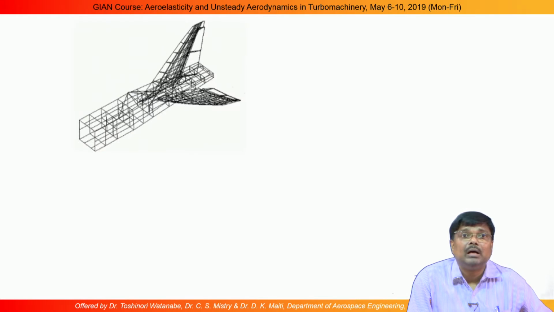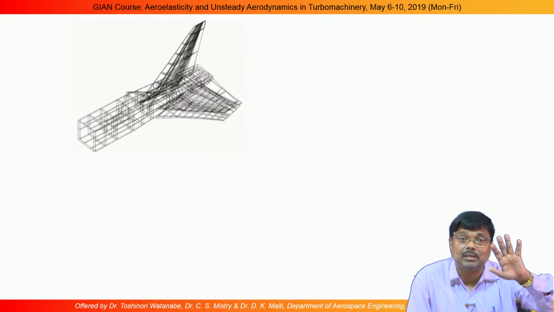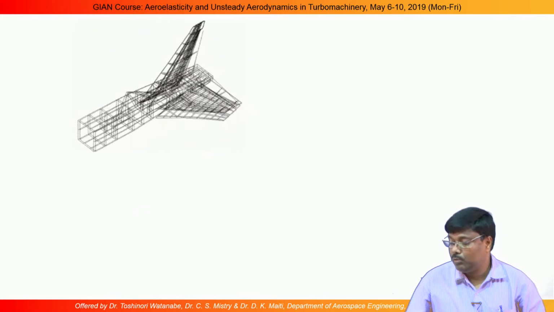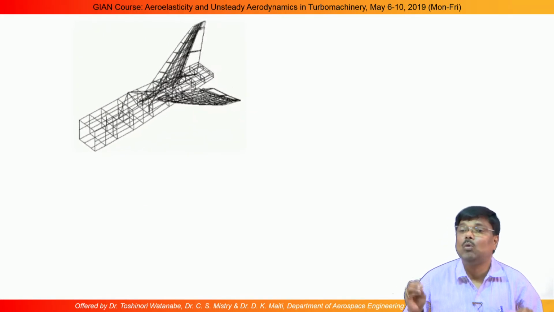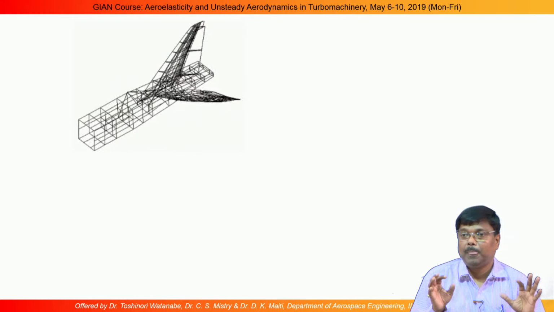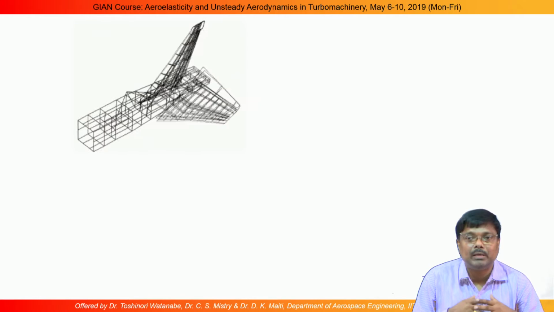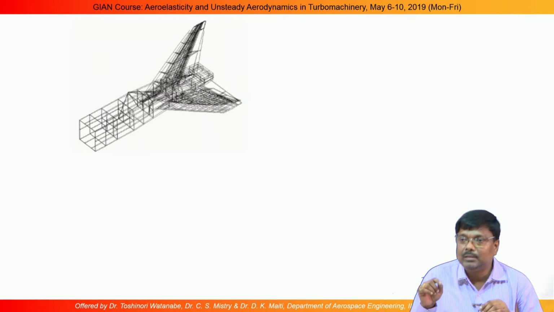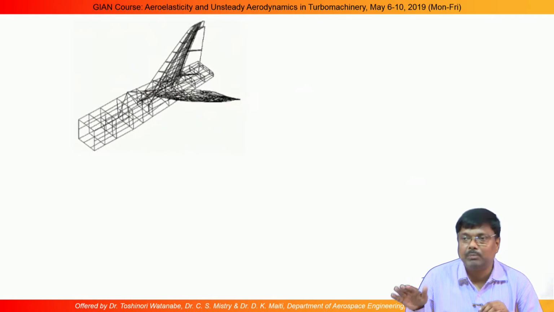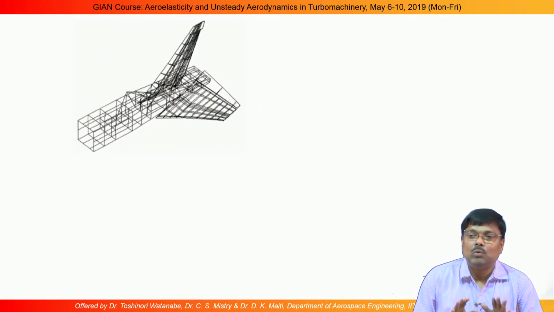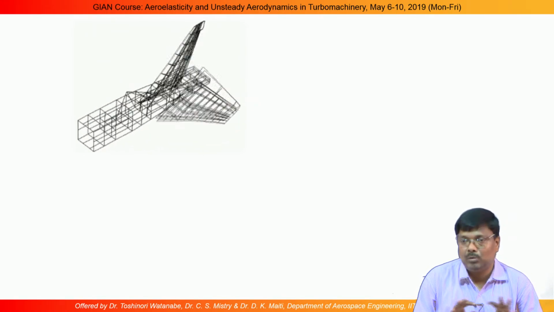Now I am just telling you what flutter is. Flutter is a situation when the overall damping in a system is 0. Structure will have damping that we usually consider as positive damping. If damping is there, it will dissipate the energy and the amplitude of oscillation will come down. But in the flutter situation, the overall damping in the system will be almost 0.